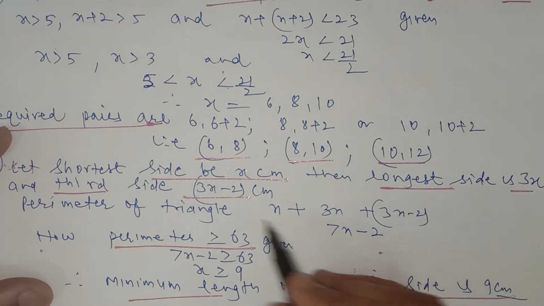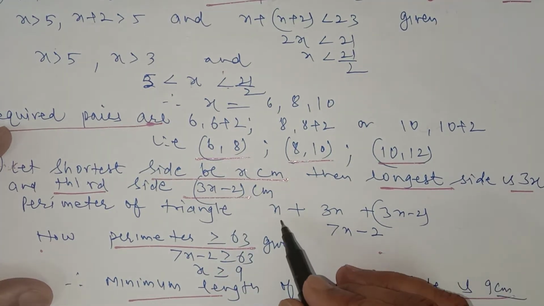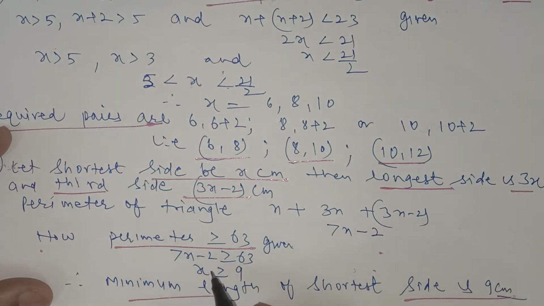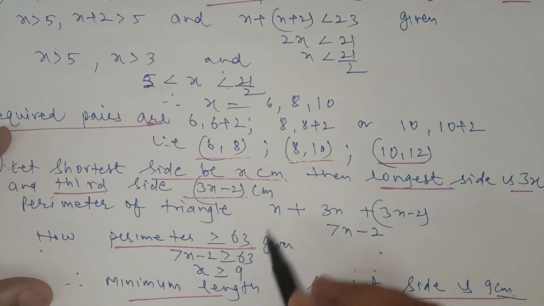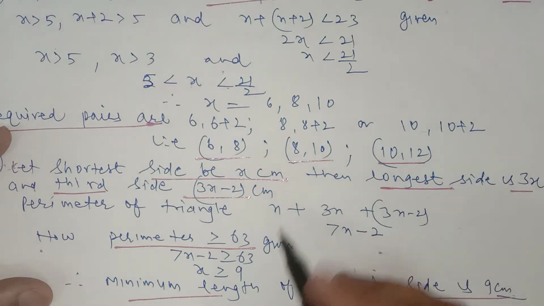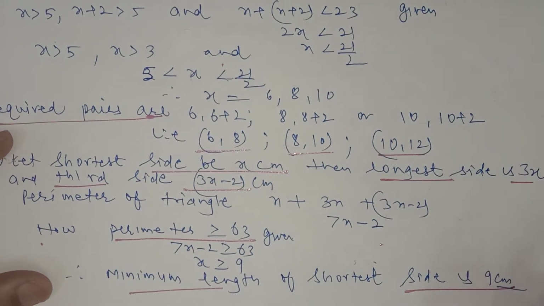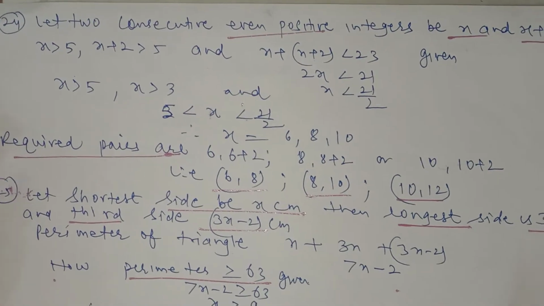How can you find the perimeter? By adding all the three sides, that is x, 3x and 3x minus 2. So the perimeter is 7x minus 2, which is greater than or equal to 63. So x is greater than or equal to 9, which means the smallest side is at least 9. The minimum length of the shortest side is 9.